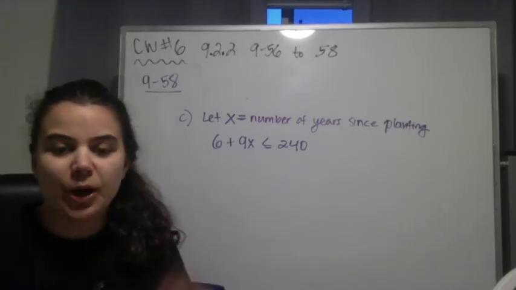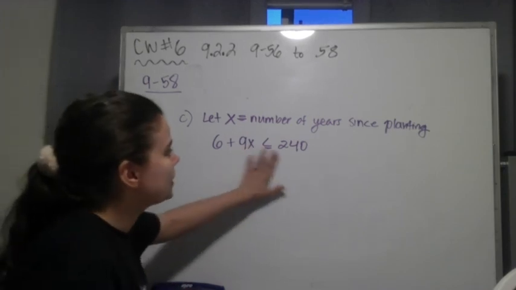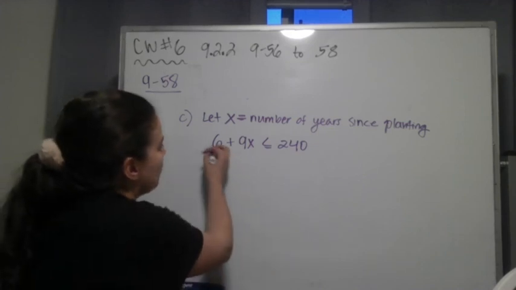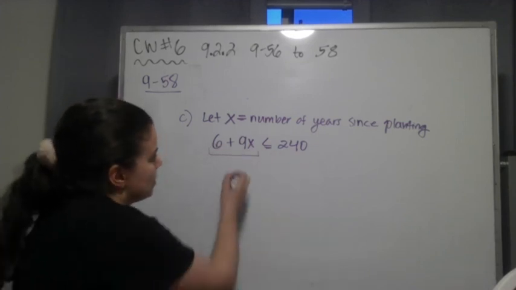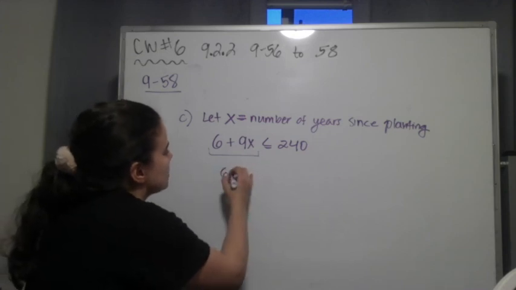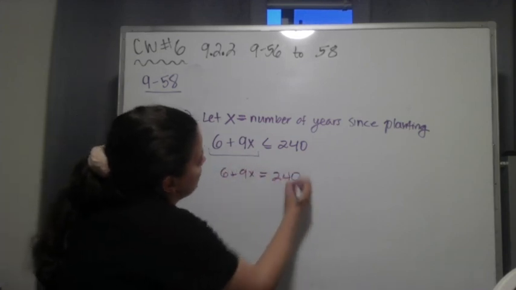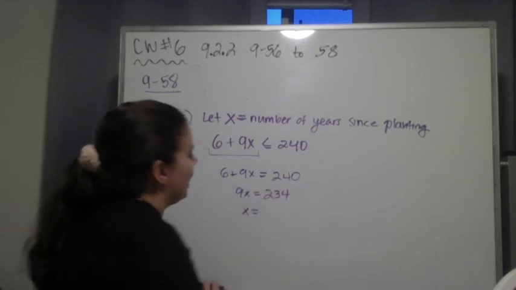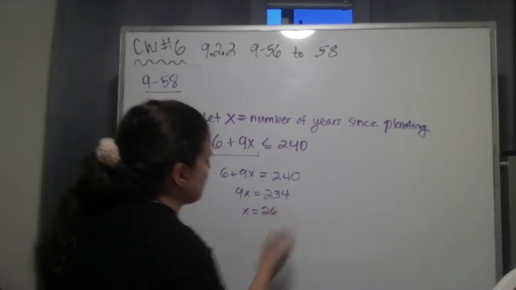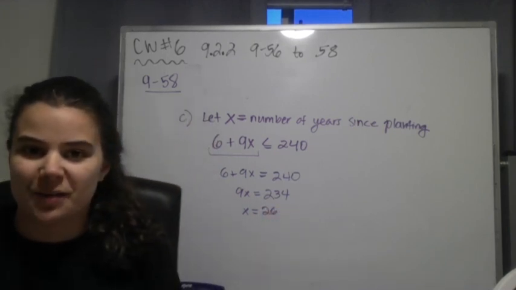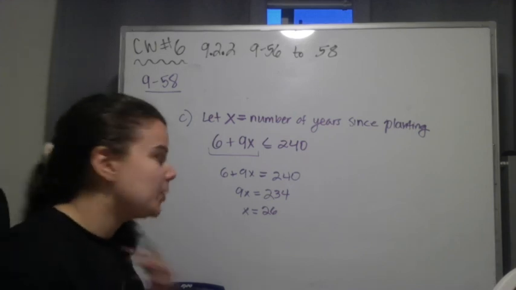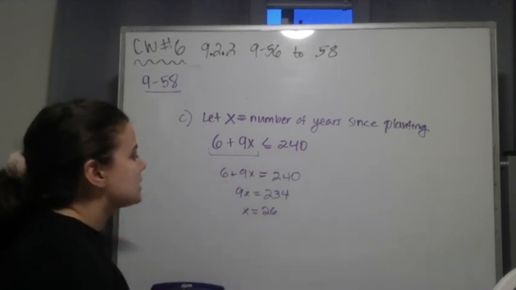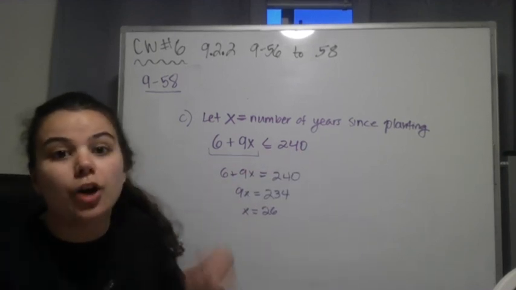All right, in part C, we had another inequality, but this time we needed it to be at most 240 centimeters. So the values that will work will be less than or equal to 240. Let's solve for x. So 6 plus 9x equals 240. 9x equals 234. x is equal to 26 after we divide by 9 on both sides. So since we need to be less than 240, in this case, since time is moving forward, we want it to be under 26 years old.